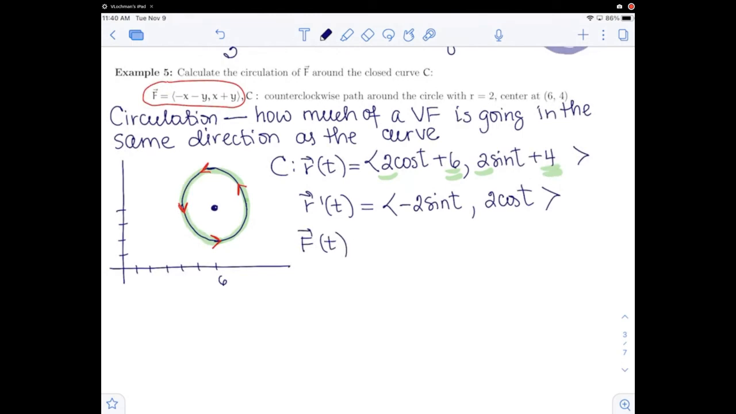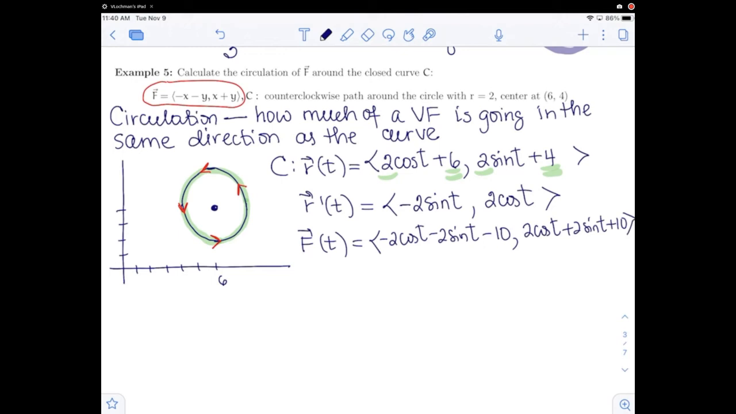Now we can compute F in terms of t. Let's see, negative x minus y. So negative x minus y. What is that? That's going to be negative 2 cosine t minus 2 sine t, minus 10. That's my x component for the vector field F. All right, and then the second part is x plus y. So that one is nice. So we get 2 cosine t plus 2 sine t plus 10.